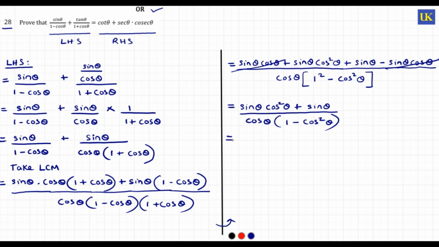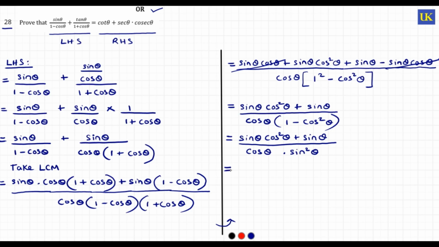Now we will write sin theta into cos square theta plus sin theta upon cos theta, and 1 minus cos square theta can be written as sin square theta, right? Because 1 minus cos square theta is sin square theta. So we will replace 1 minus cos square theta, this particular part, with sin square theta. Alright. Now we'll go further.